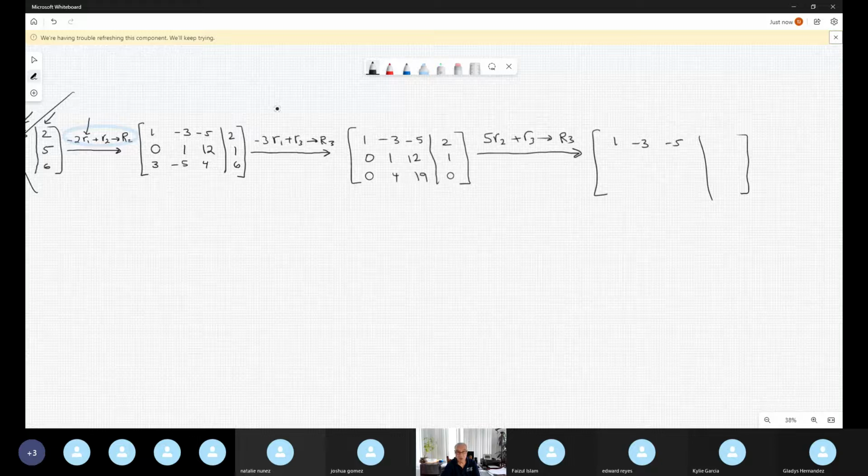5 R2 plus R3, stored in R3. So now the organization is clear. In the last row operation, only row 3 changes. So I copy rows 1 and 2 exactly the same.